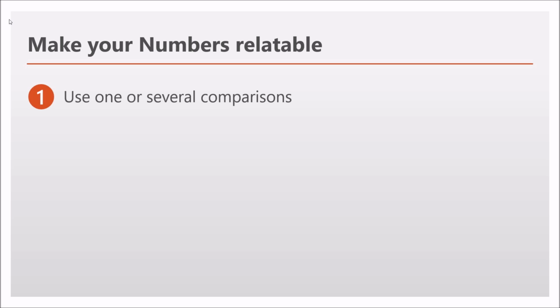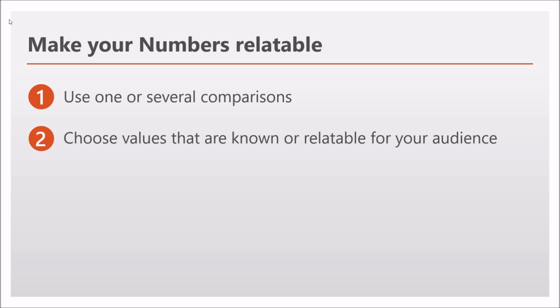Simply put, instead of saying we have 1 million customers this year, you relate to a city with 1 million inhabitants, a city your audience knows very well. Very important in this part, choose values that your audience can relate to. So, for instance, if you're in Germany and talk about the inhabitants of New York, probably no one knows how many people live there.